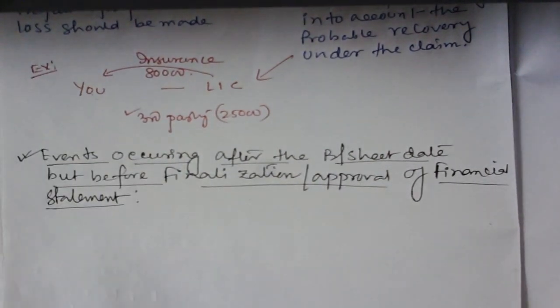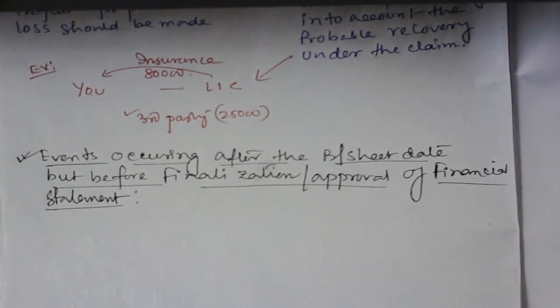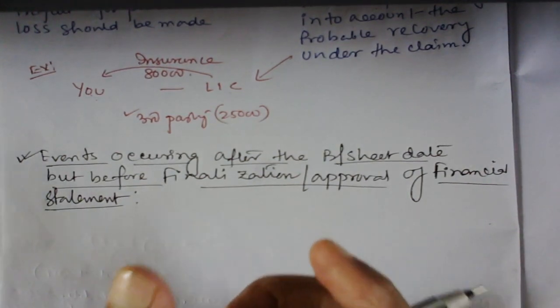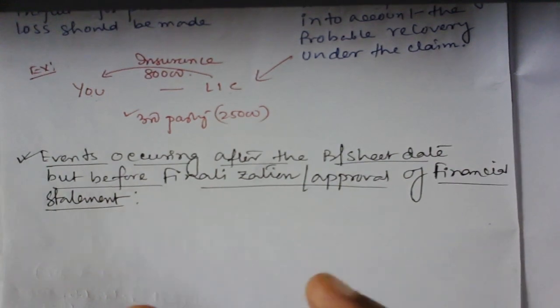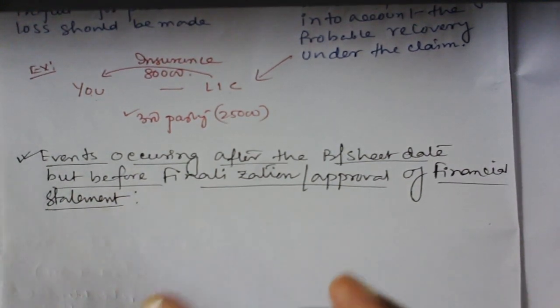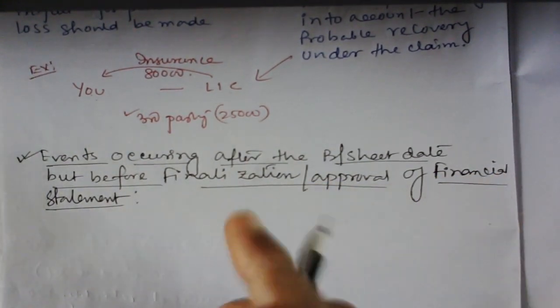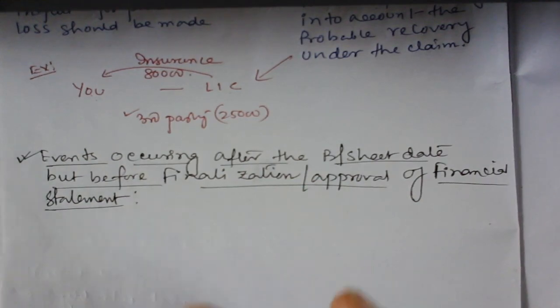Sir, tell me one thing, before finalization means what? Means before the approval at the AGM. The AGM is going to happen on 30th September and the books of accounts are closed on 31st March. So there will be 6 months' time. In between this 6 months, the event happened or occurred, but before approval.